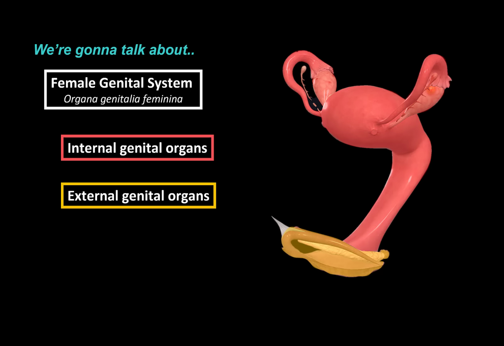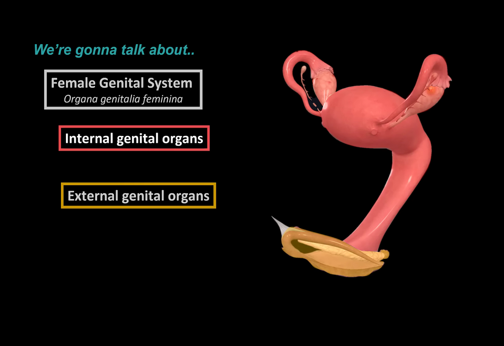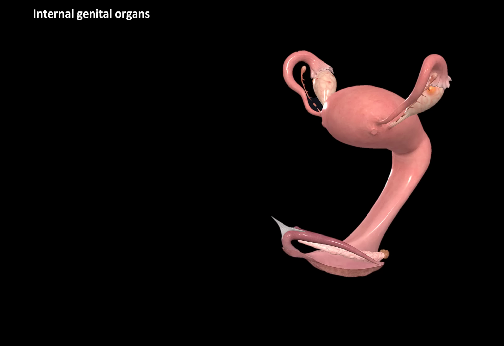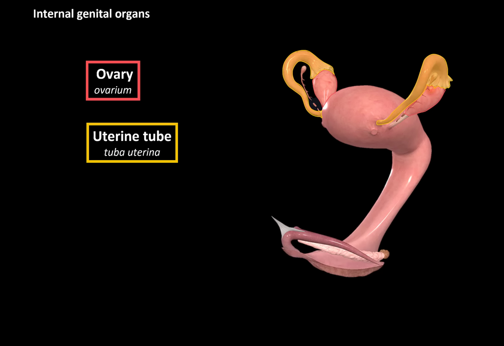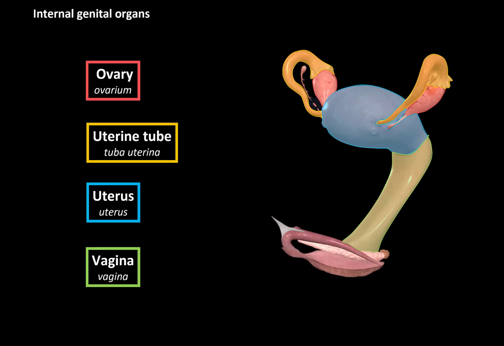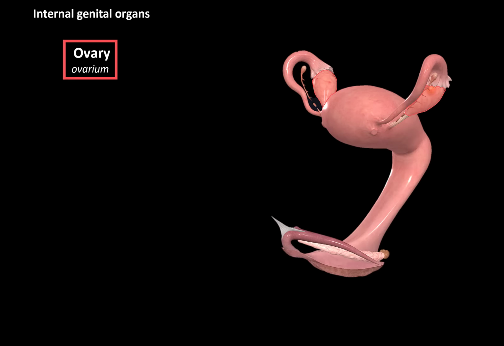Alright, so the female genital system is generally divided into the internal genital organs and the external genital organs. We're going to cover the general external and internal structures of these parts and go through their coverings. And we will start with the internal genital organs. The internal genital organs consist of the ovaries, the uterine tube, uterus, and the vagina. Now let's go detailed into each of these parts, starting with the ovaries.